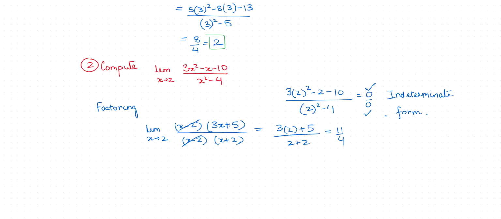On direct substitution of x equal to 2, we get the value 11/4. So our limit is 11/4. We get the limit as x tends to 2 of this function as 11/4. Here we used the technique of factoring, and after that we did direct substitution. Now let's try some more challenging problems.